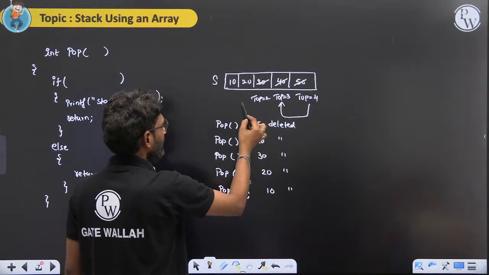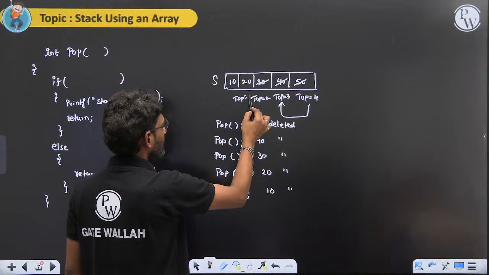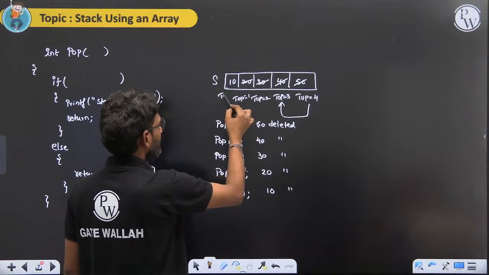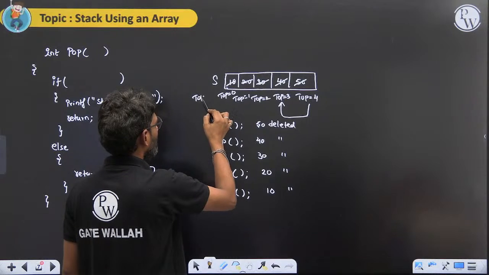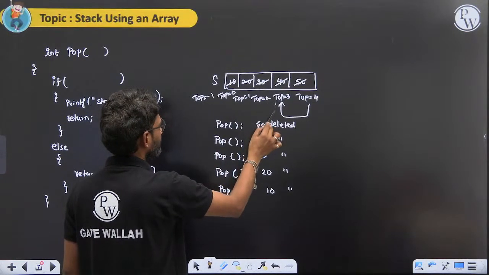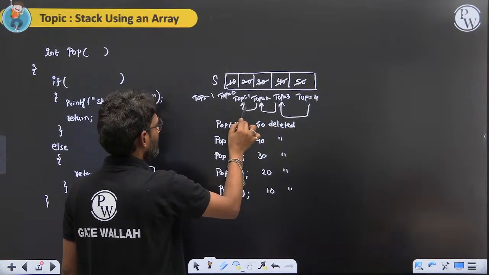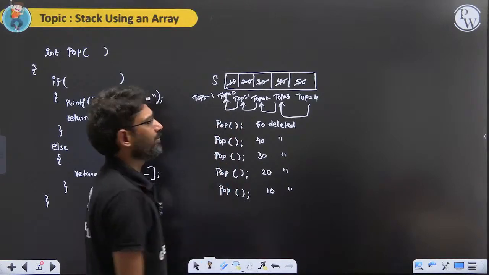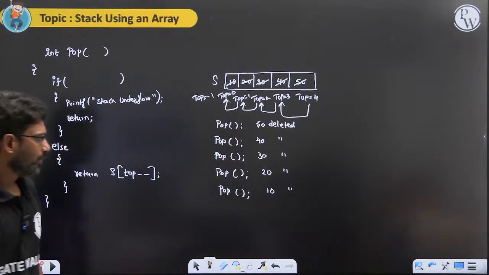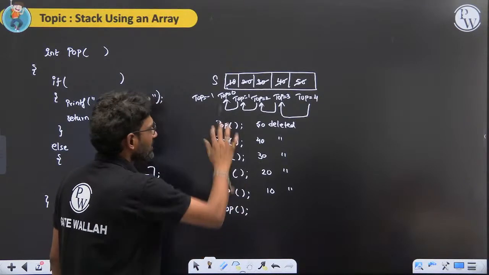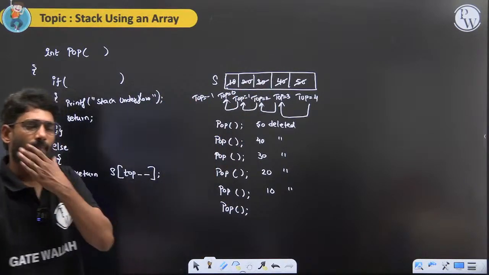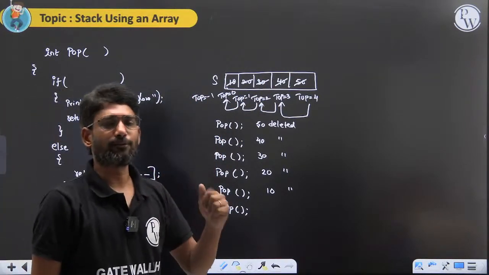30 got deleted, top becomes 1. 20 got deleted, top becomes 0. 10, top reaches -1. Right. Now will I be able to delete any more? No. That means after certain deletions, I should get the underflow message.